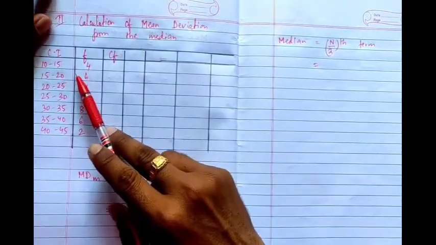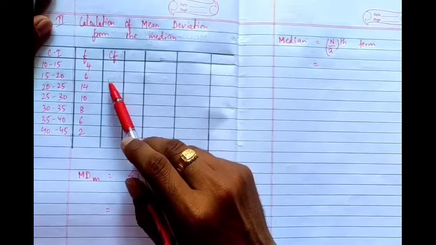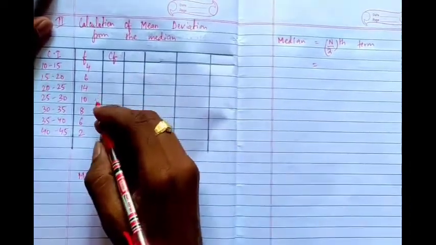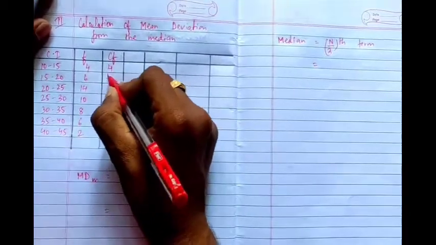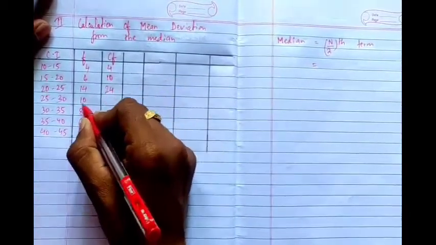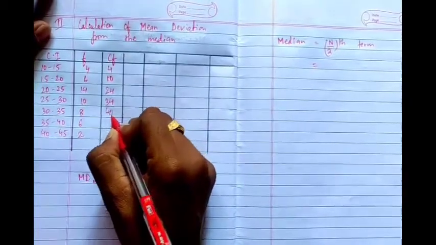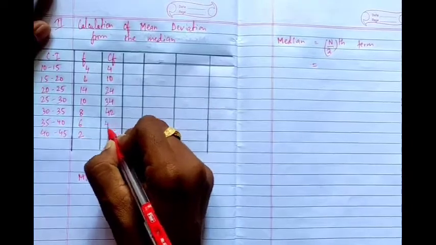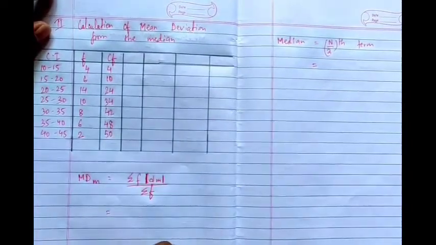So first, to calculate median, we need cumulative frequency. Clear? We need cumulative frequency. So first let us calculate cumulative frequency. So first one is 4. So let it be 4. Then 4 plus 6, 10. 10 plus 14, 24. 24 plus 10, 34. 34 plus 8, 42. 42 plus 6, 48. 48 plus 2, 50. Clear students?